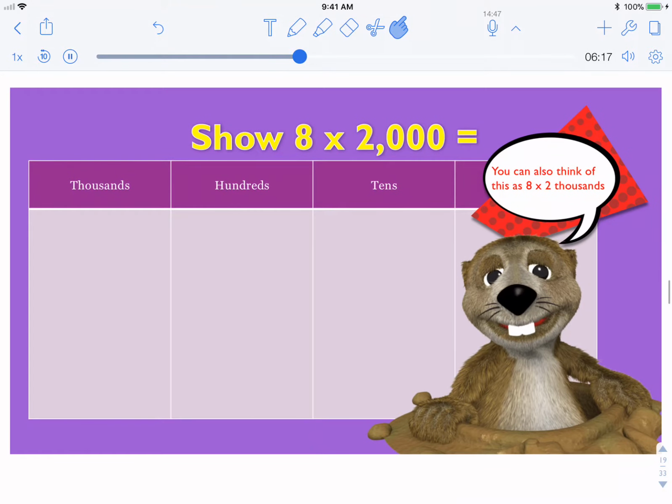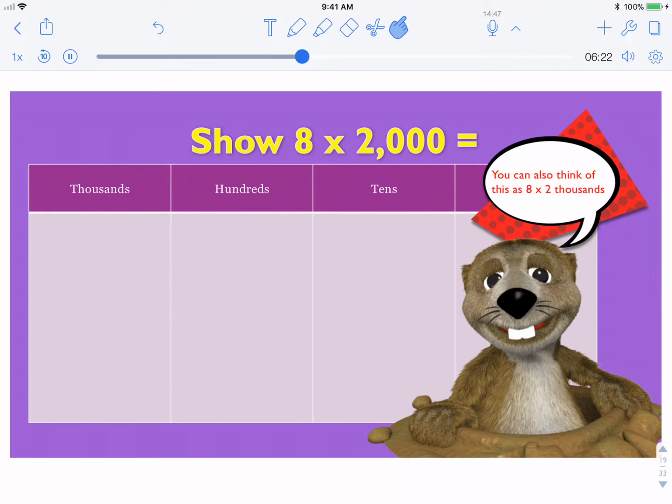Okay, show me 8 times 2,000. You can also think of this as 8 times 2 thousands. So I have 2 in the thousands place, and how many times is it going to happen? It's going to happen 8 times. So go ahead and fill in your chart.